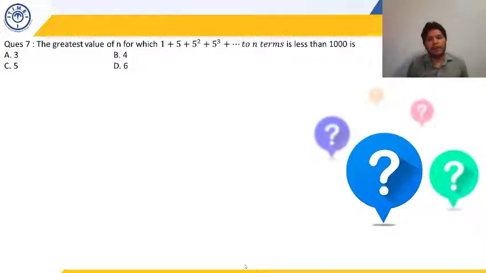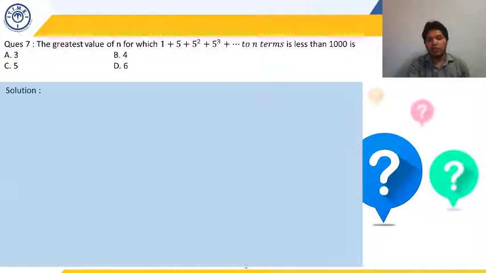I hope all of you have read the question and get an idea. Most of you have got the idea what has to be done. So the greatest value of n for which 1 plus 5 plus 5 square plus 5 cube and so on up till n terms is less than 1000. Now first identify what is this series. This series is in GP.